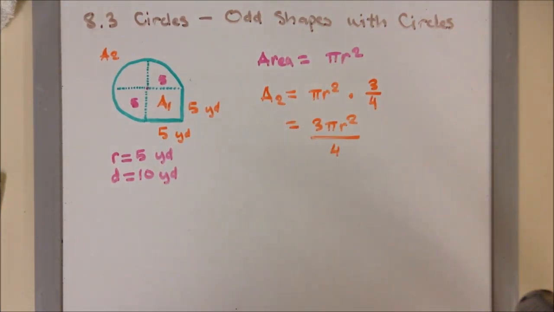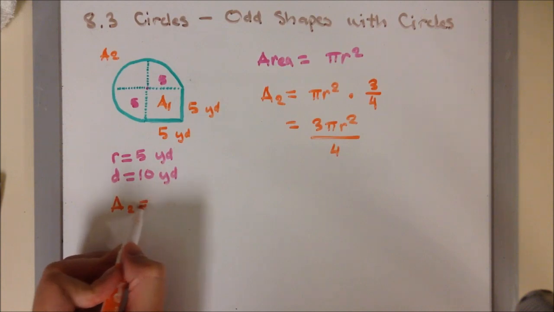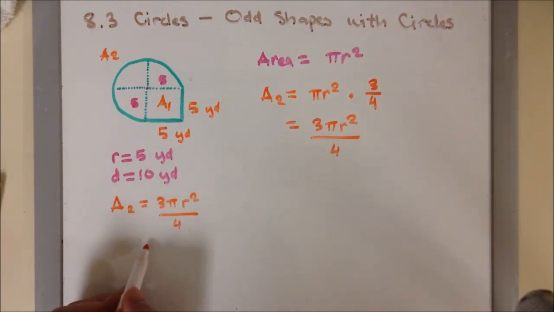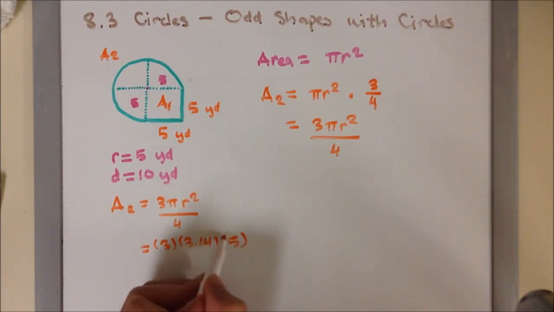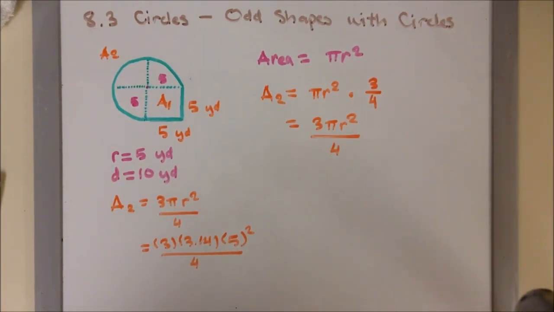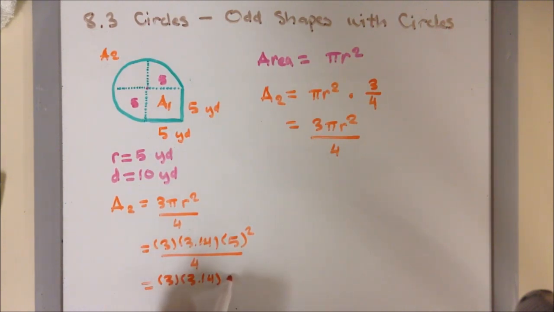So that's what I did. Now I'm going to write over here so I can have more room. So my A2 is 3 pi r squared over 4. I'm going to plug in pi and r squared. So 3 times 3.14 times 5 squared over 4. Next, I'm going to do 5 squared. So 3 times 3.14 times 25 divided by 4.